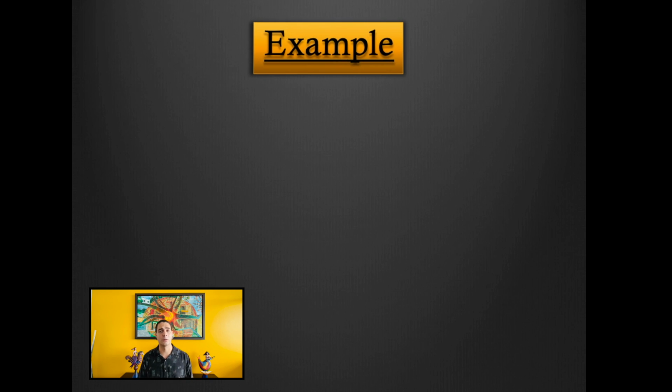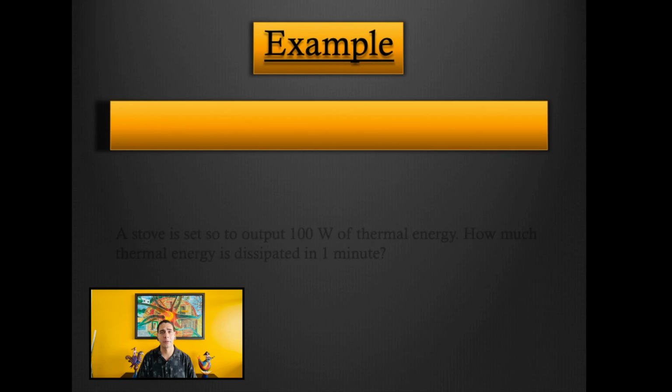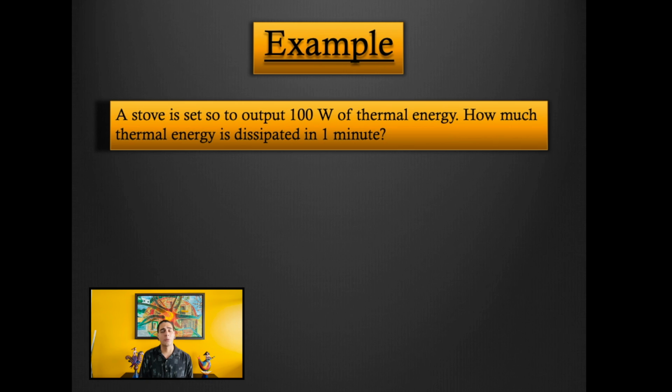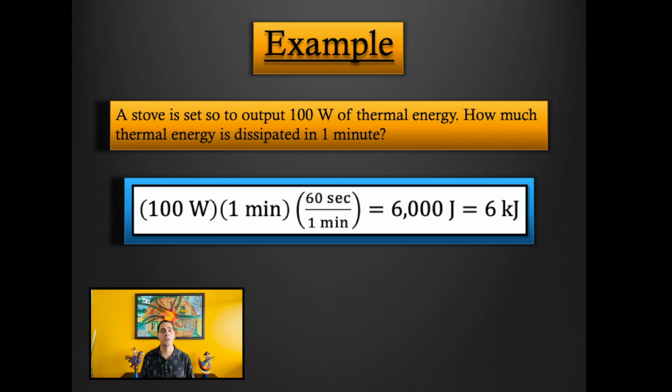So we have a stove that's producing 100 watts of thermal energy. And we want to know how much thermal energy it produces in a minute. So all we do is convert 1 minute into 60 seconds and we multiply that by 100 watts. And that gives us 6 kilojoules or 6,000 joules.